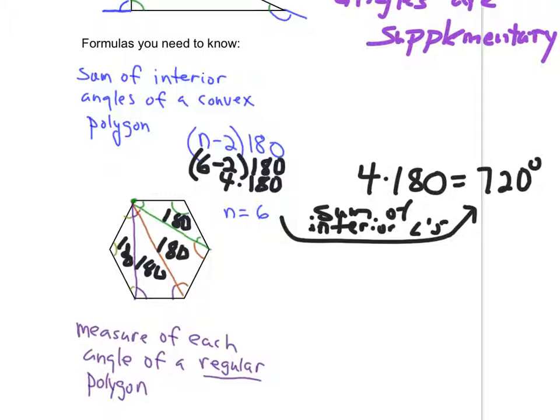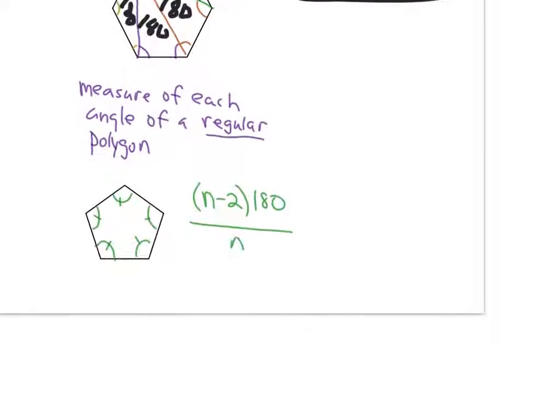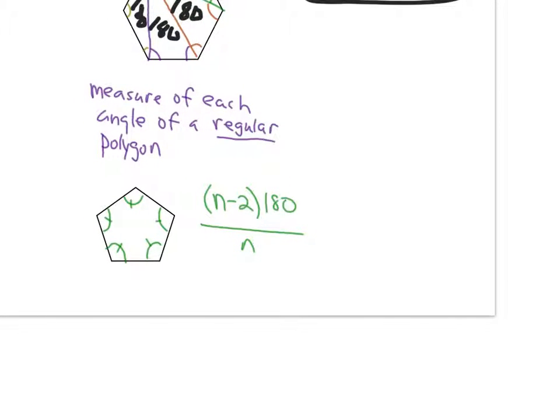So let me scroll up now, and let's take a look at our next formula. If I'm talking about a regular polygon, in this case a pentagon, I can find what each angle is if I know the sum of the interior angles, because each of the angles is going to be the same. Therefore, all I have to do is take the sum of the interior, divide by the number of angles, and I can get what each one is.